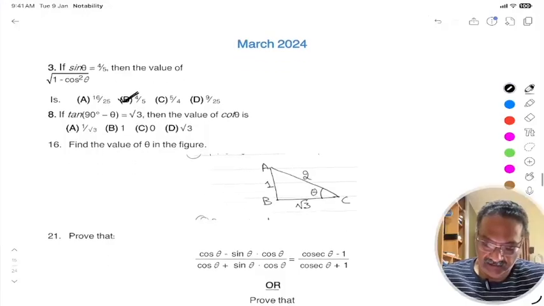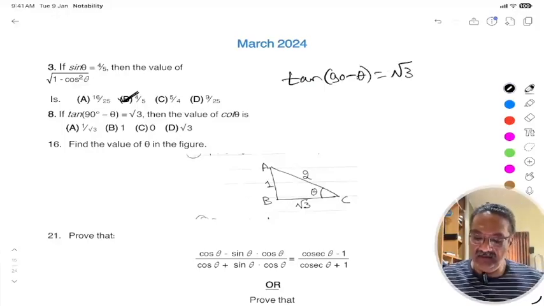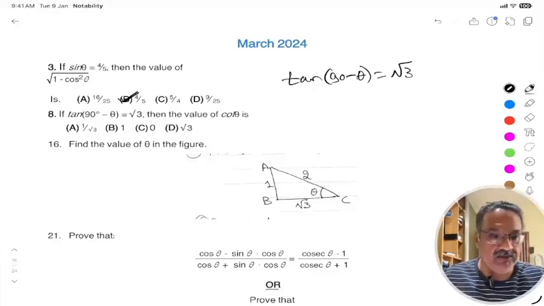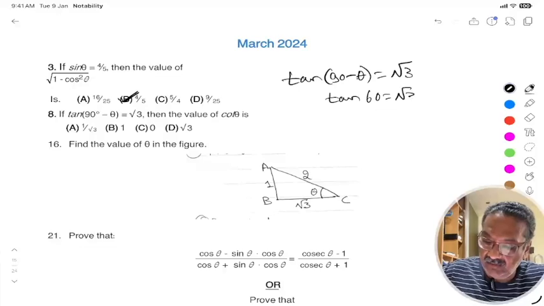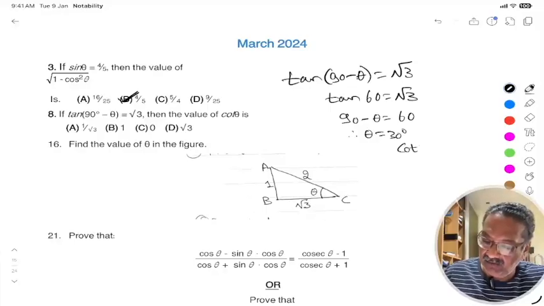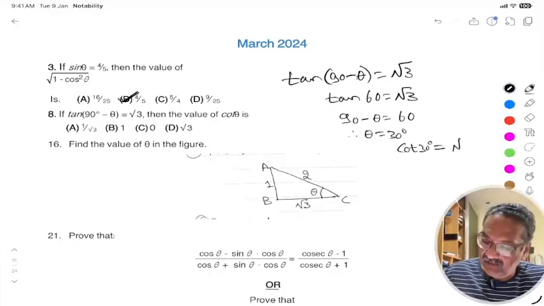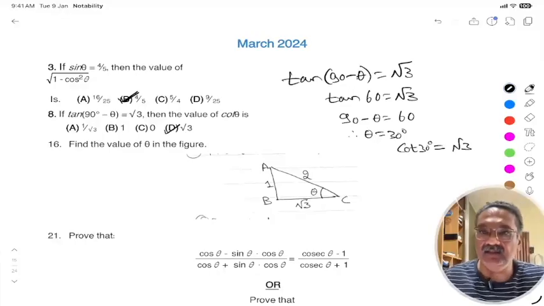Next, second MCQ, tan of 90 minus theta is equal to root 3. Then find the value of cot theta. Okay, so here, see, we know that tan 60 is equal to root 3. There are two ways of solving this. So 90 minus theta is equal to 60. Therefore theta is equal to 30 degrees. So once theta is 30 degrees, we want cot theta. Cot of 30 degrees is root 3. So the answer is root 3. This is one way of solving it.